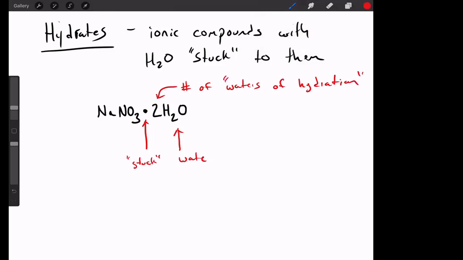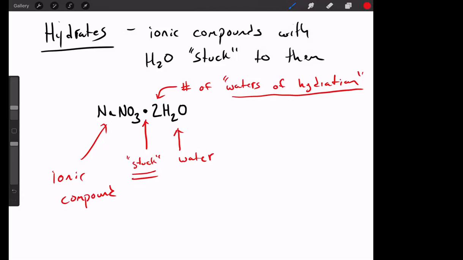Each one is called a water of hydration. So you tell the reader with a dot, and the dot means that there are some waters of hydration stuck with the ionic compound. The dot signifies this aspect of being stuck and not actually part of the formula. And so this is a hydrate.